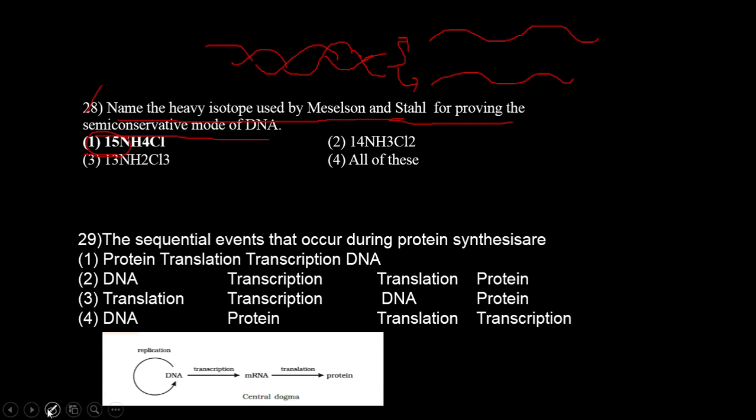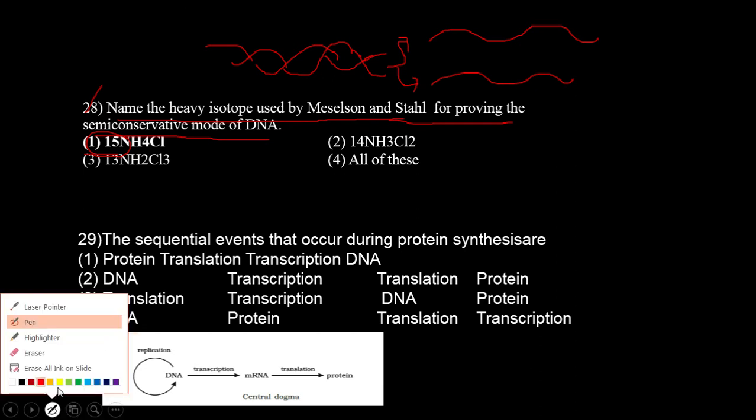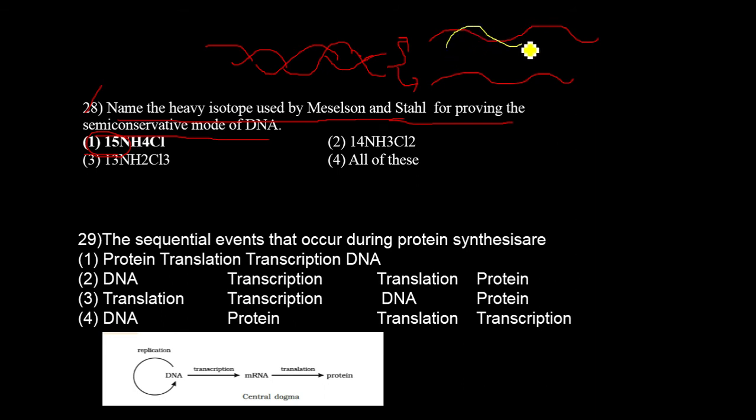Newly formed DNA molecules contain one parental strand and one newly formed strand. The yellow one is the newly formed strand and this one is the parental strand. Okay, that type of replication is called semi-conservative replication. The semi-conservative replication was experimentally proved by Meselson and Stahl. They used the N15 heavy isotope for the experiment. Hence, question number 28, option 1 is the correct answer.